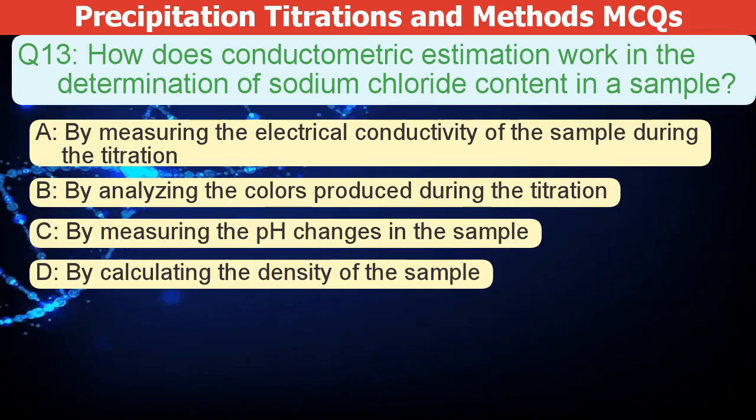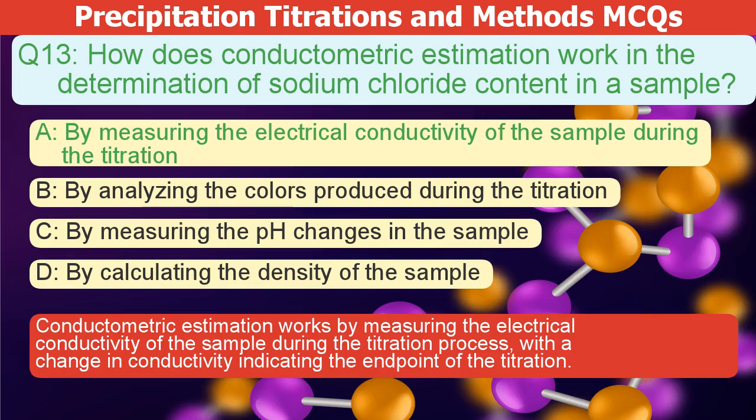How does conductometric estimation work in the determination of sodium chloride content in a sample? A. By measuring the electrical conductivity of the sample during the titration. B. By analyzing the colors produced during the titration. C. By measuring the pH changes in the sample. D. By calculating the density of the sample. The correct answer is A. Conductometric estimation works by measuring the electrical conductivity of the sample during the titration process, with a change in conductivity indicating the endpoint of the titration.